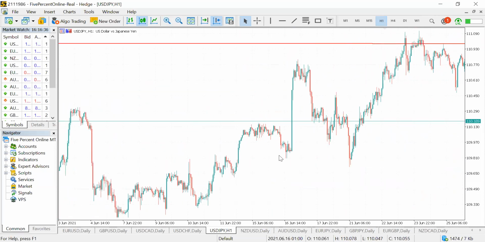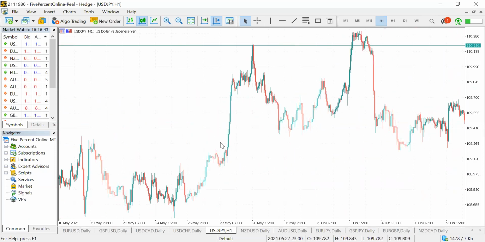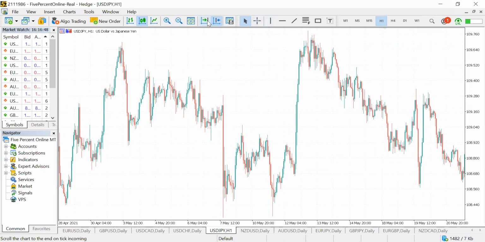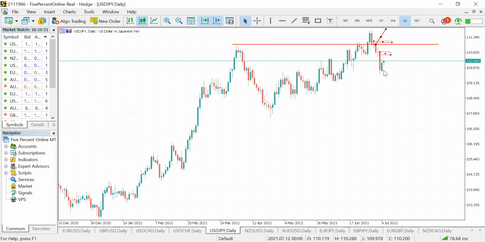Okay, you see all demand, okay, has been consumed already on that pattern. So we have demand consumed, demand already tested. So there's no demand here left. So that confirms my bias, okay, my bearish bias. So I want this market to continue higher now, and then I'll look for opportunities to actually sell this market.